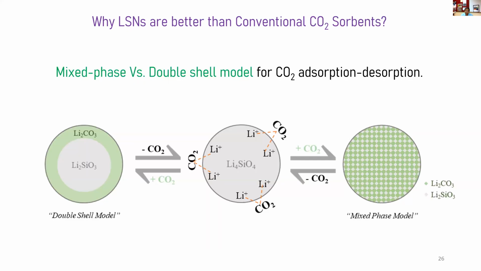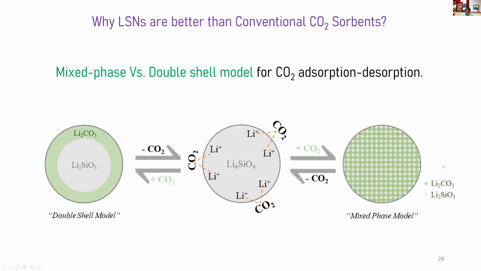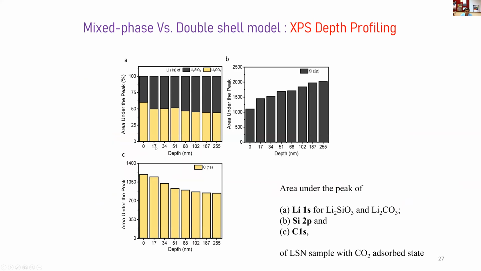This is not hypothetical, but we then proved this by using the exposed depth profiling. So if this is true, then if I take the lithium silicate nanosheet that we prepared and capture the CO2, they should form lithium carbonate and lithium orthosilicate. And if this is a mixed phase, then if I slice the surface at different depths, say 0 nanometer, 17, 34, 51, 68, then at any depth you should always see both the phases. Then we can say it's a mixed phase.